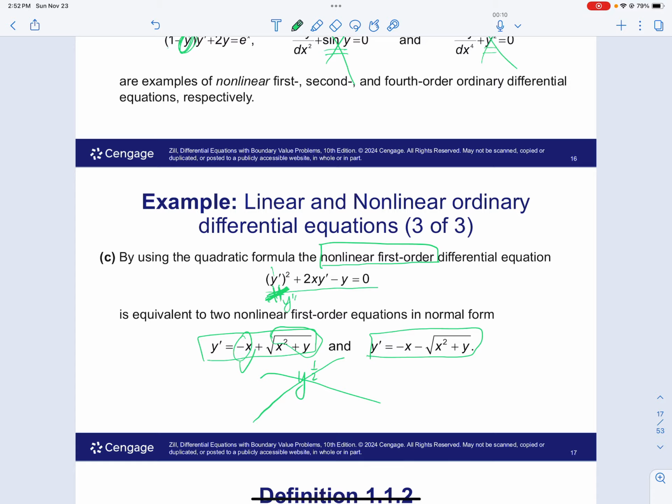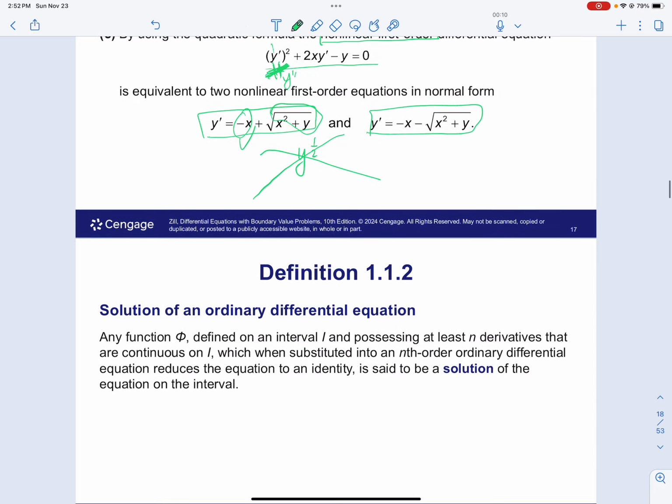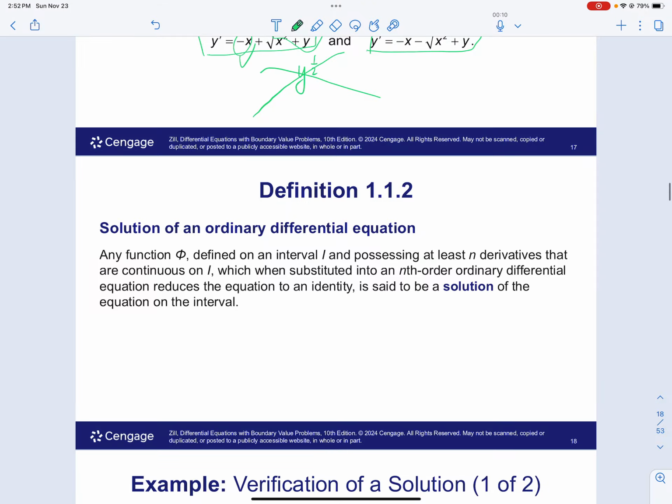Yeah, so just be careful. Y prime squared is not what? Y double prime. And the square root of y, that will make it what? Nonlinear.